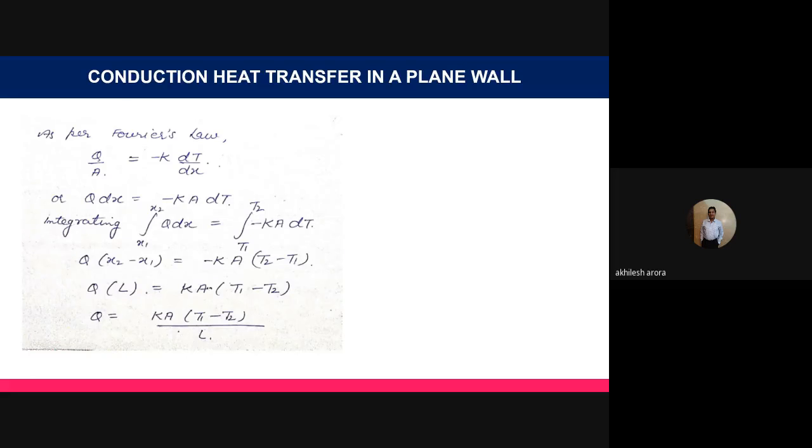So now we can apply Fourier's law. Once again, you can see it here. I have this wall. The left face is at a distance x1, and this is at a distance x2. The temperature here is T1, the temperature here is T2, and let us say that the thermal conductivity of this material is given by K. And x2 minus x1 comes out to be, let us say, L.